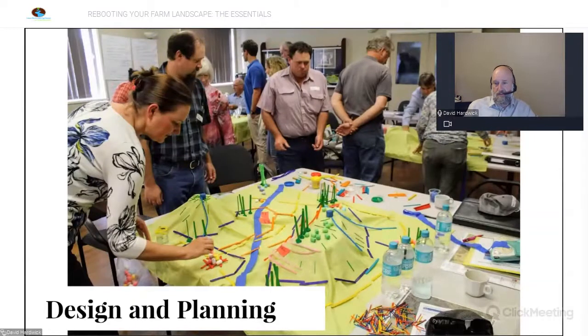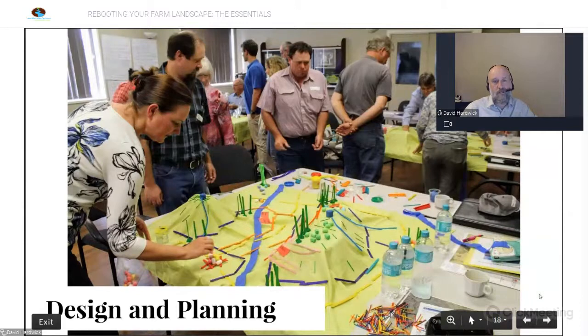And here's some guys in one of our courses putting together a mock farm and going through this process of design and planning. So it's a creative process, but it's also a management step to success, and it's got a little bit of both in it, but it is a key thing.